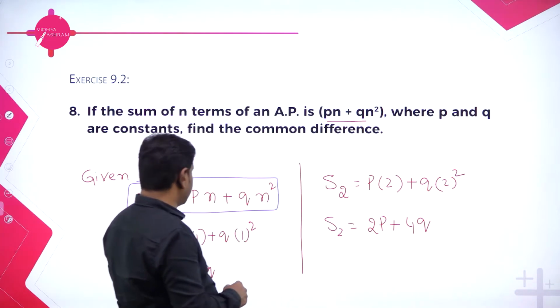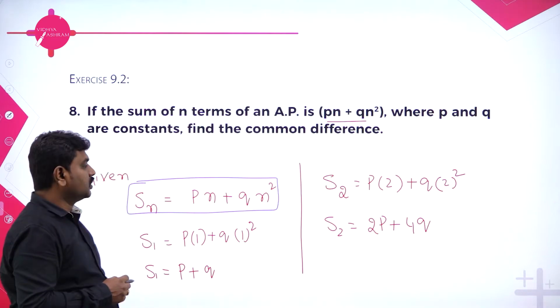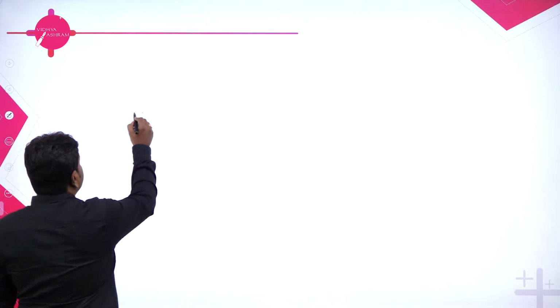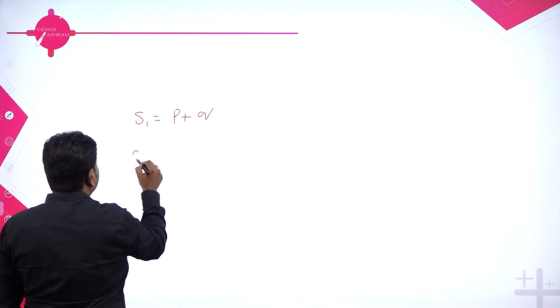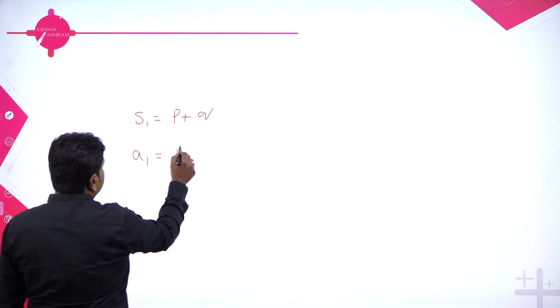Now you have S1 with you, you have S2 with you. Now going ahead, S1 is equal to P plus Q, you got. S1 means a1, which is P plus Q.